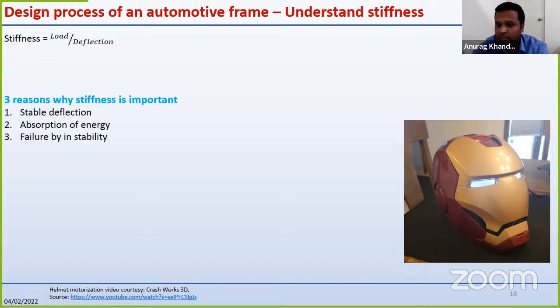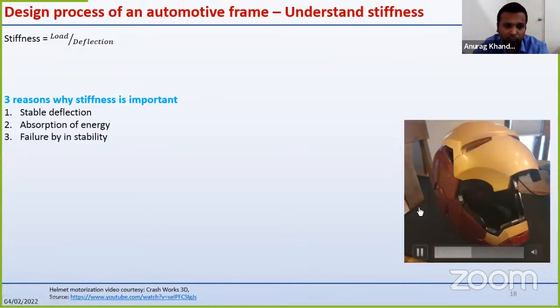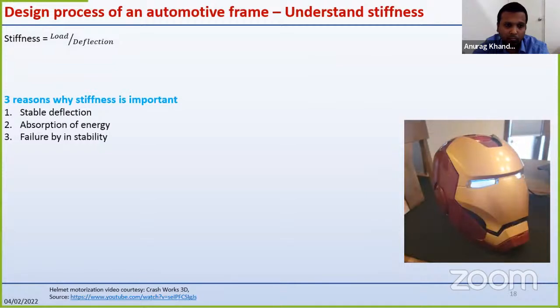Anybody who has seen or likes Marvel comics knows what it is. It is a helmet, and there is a motorized front cover or front face shield. So what we just saw is the actuation of the front face shield. For proper actuation, there are arms which take the shield up and bring it down. So what it tells is that the arm has to be stiff enough, otherwise it may not be able to maintain the alignment it needs during its actuation.